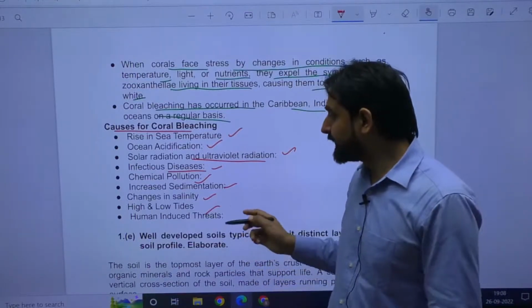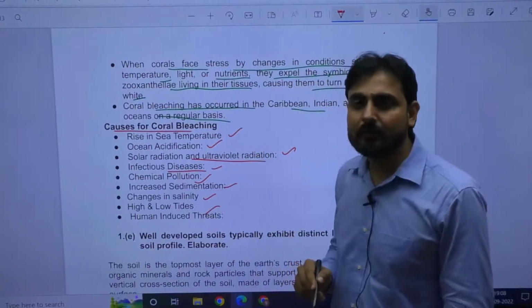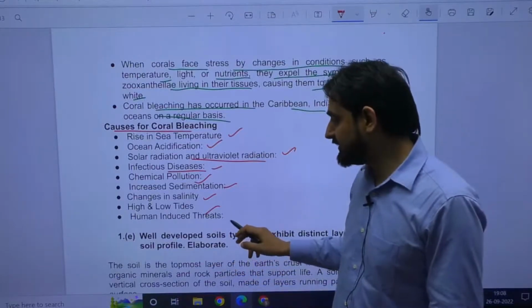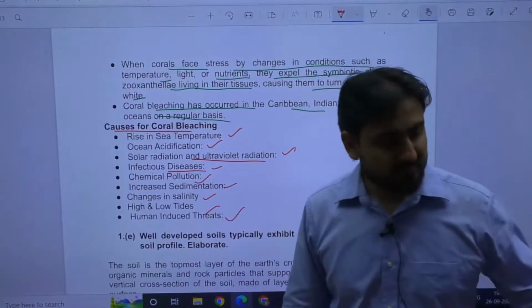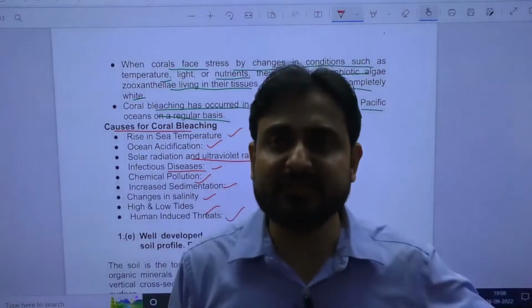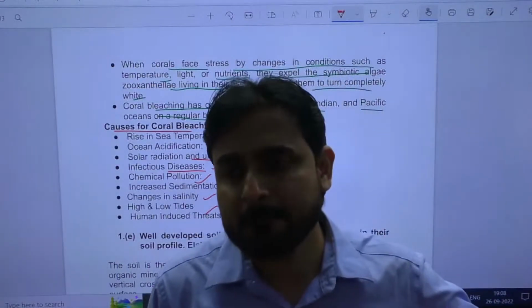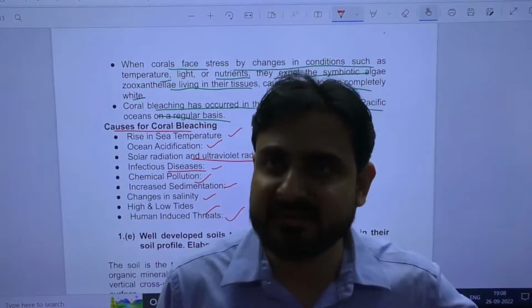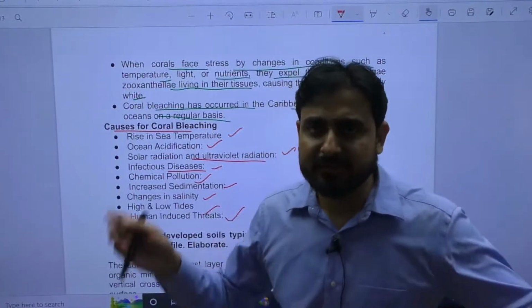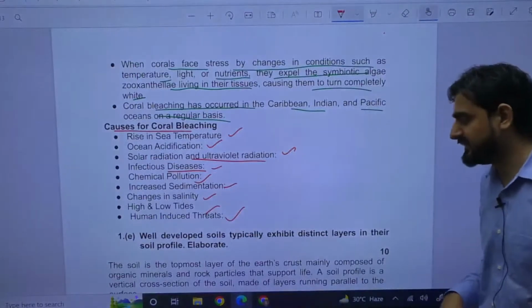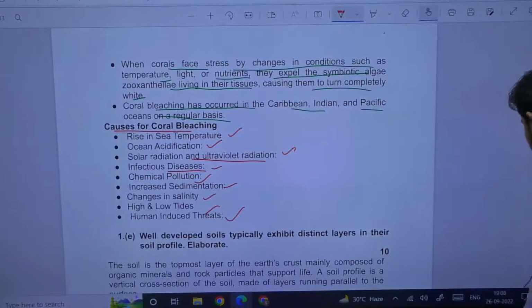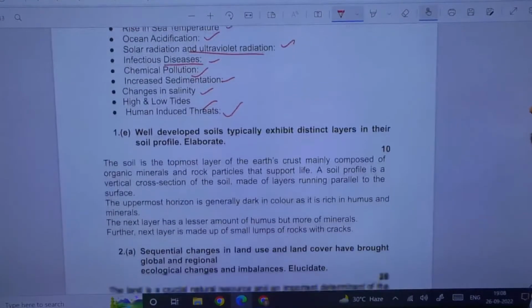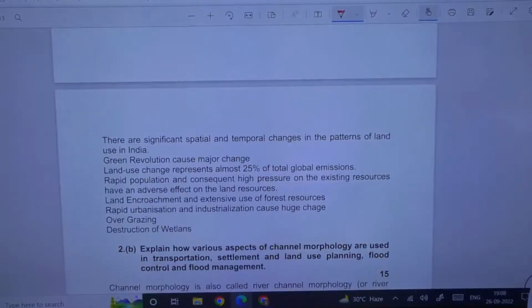That's why they are also responsible for coral bleaching. Human threats, deep fishing and movement of heavy vessels, etc. All these are different causes for coral bleaching. Okay, so I hope this first D is clear to you.